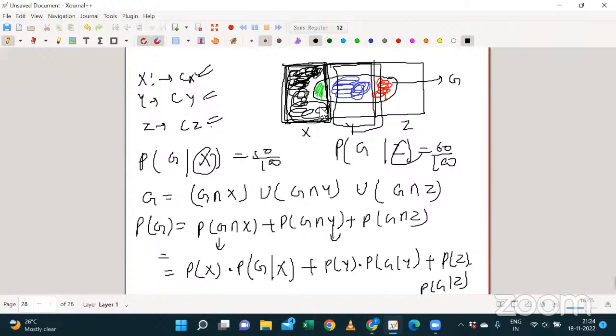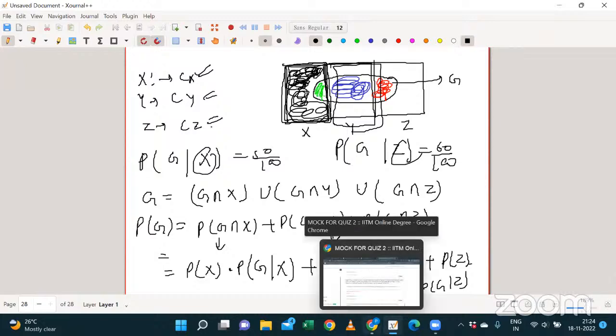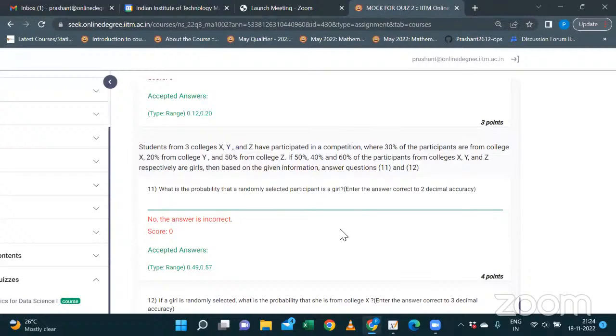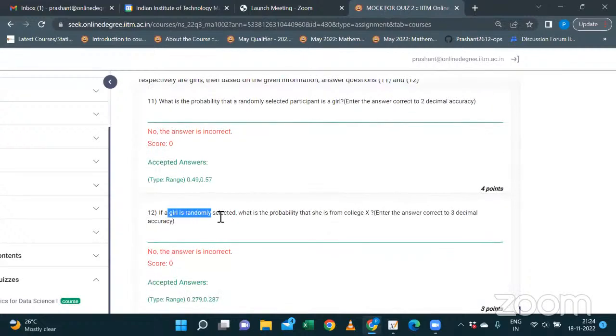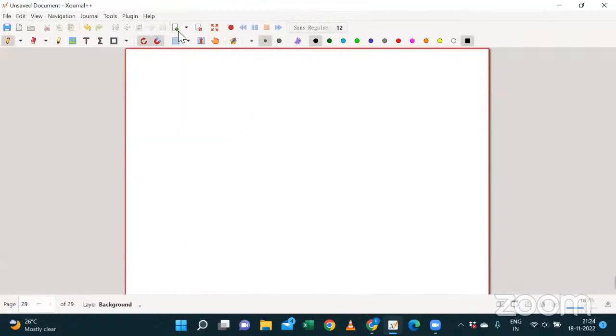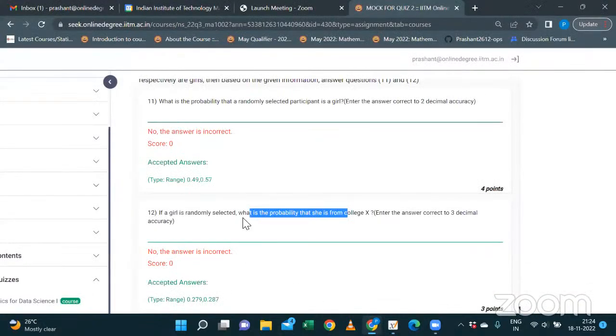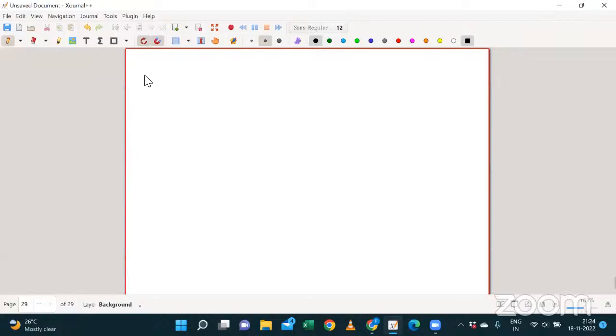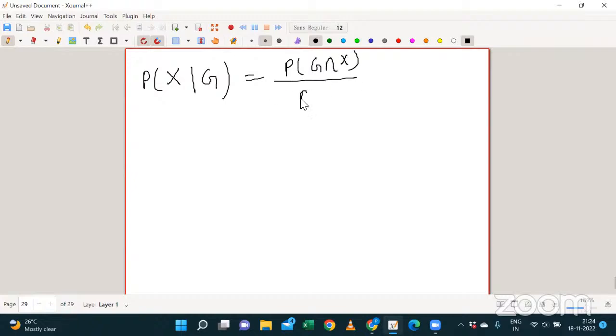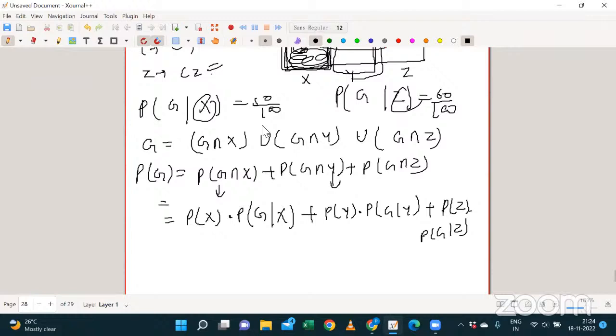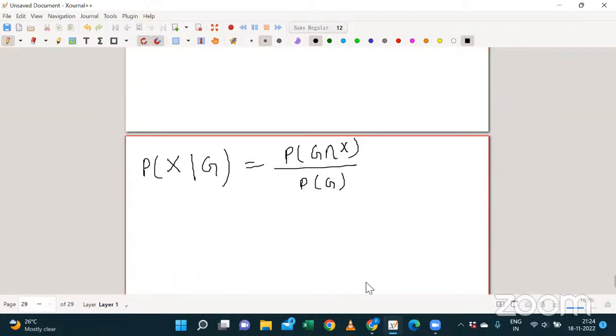Nice. So the next question is: if a girl is randomly selected, what is the probability that she is from college X? What is given to us? A girl is randomly selected. What is the probability that she is from college X? It's nothing but probability of G intersection X divided by probability of G. Probability of G we have calculated, and probability of G intersection X is the same as this one.